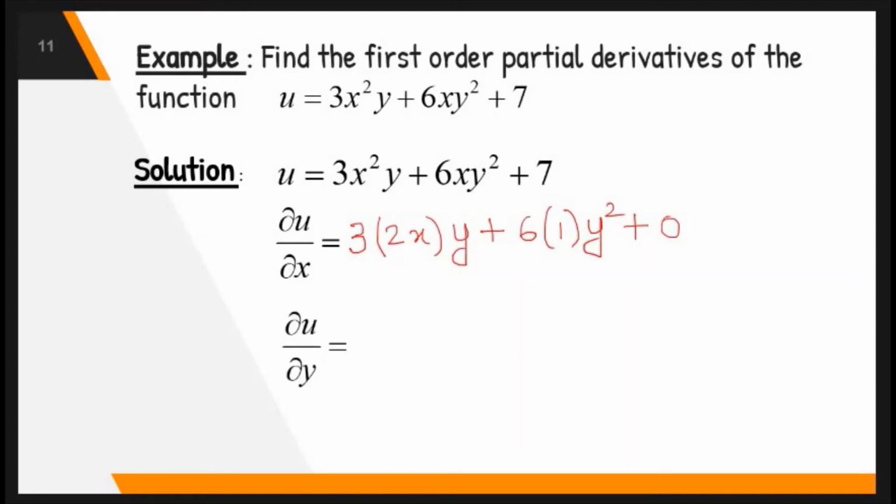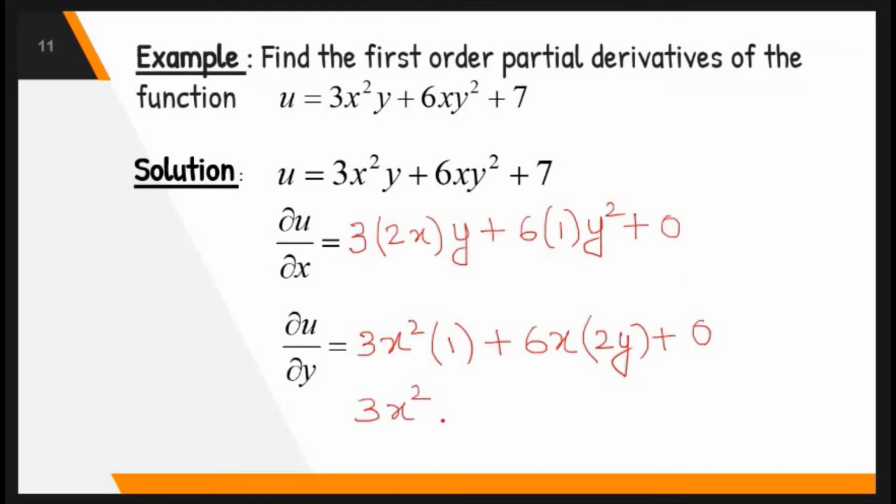Next find the partial derivative with respect to y. So what is dou u by dou y? When you find dou u by dou y, x is kept as a constant, isn't it? So 3 is constant, x square is constant. What is the derivative of y? 1. Plus 6 is constant, x is constant. What is the derivative of y square? It is 2y. Again 7 is constant, so you will get 0. After simplification of this, you will get 3x square plus 12xy. So this is your answer for dou u by dou y.